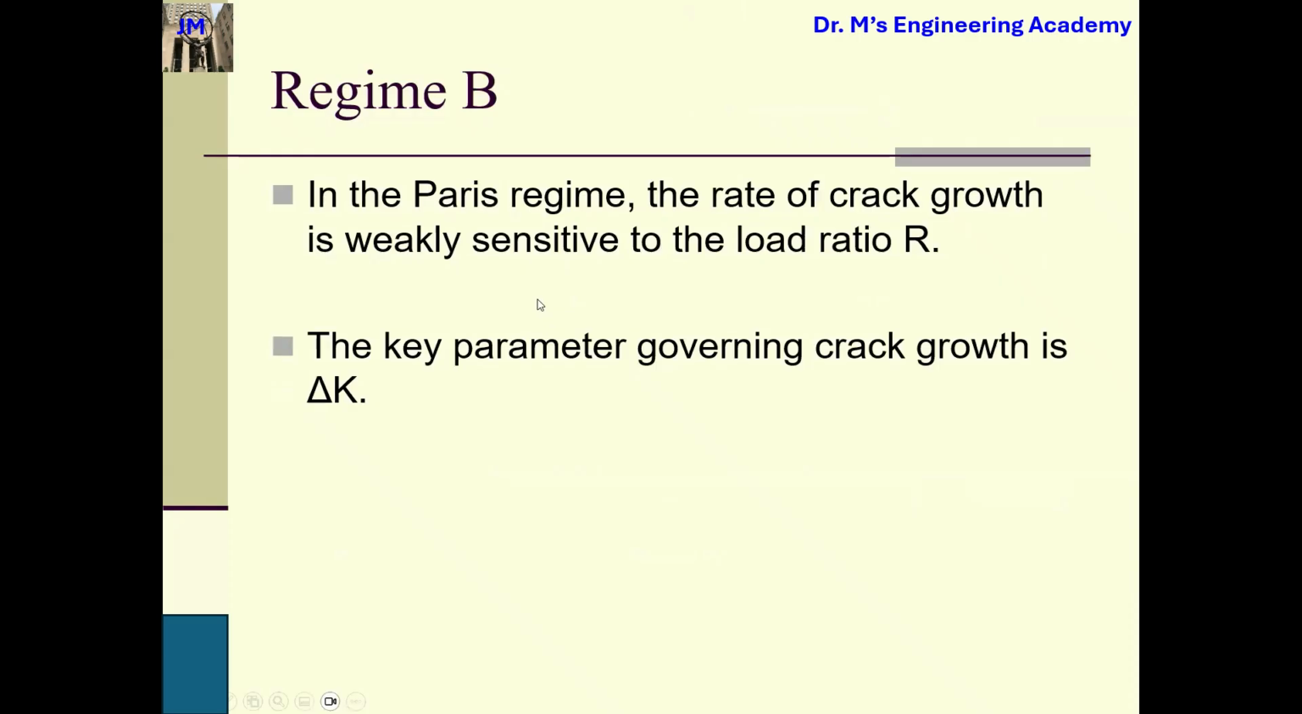For regime B, also called the Paris regime, the rate of crack growth is weakly sensitive to the load ratio, because it is equal to C delta K to the n. So the key parameter governing the crack growth is delta K. So R is not important. So this is delta K, the stress intensity factor range.